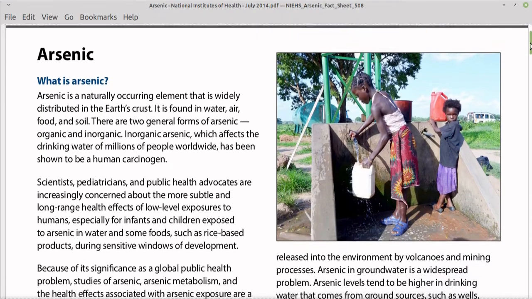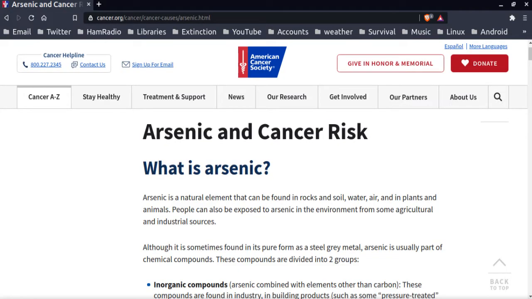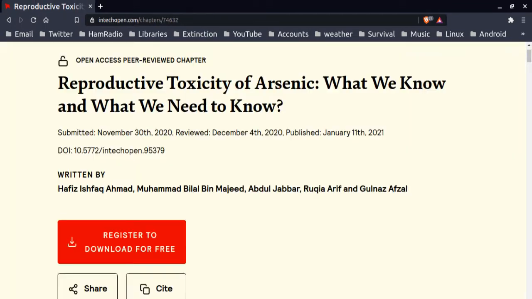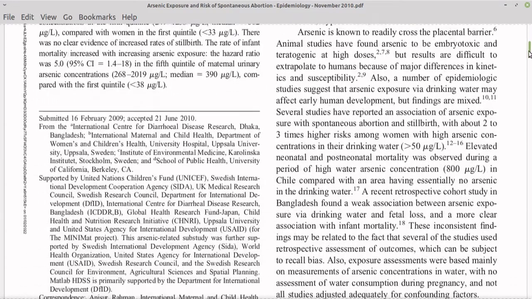Arsenic. The human carcinogen arsenic has been linked to cancer of the liver, skin, lungs, bladder, and kidneys. Arsenic can breach the placenta to cause spontaneous abortions, stillbirth, and birth defects.